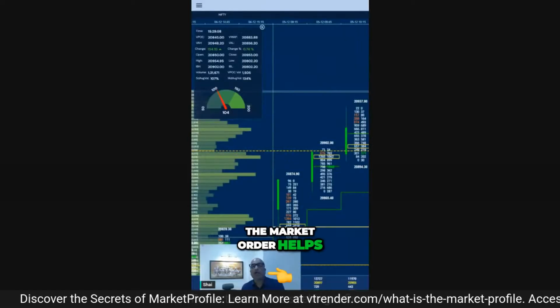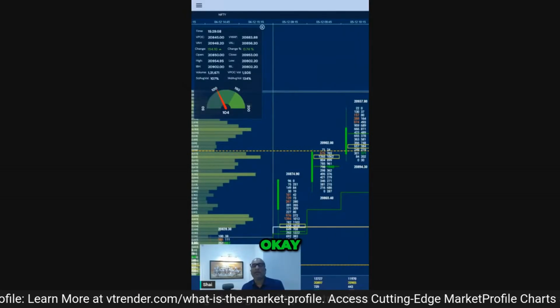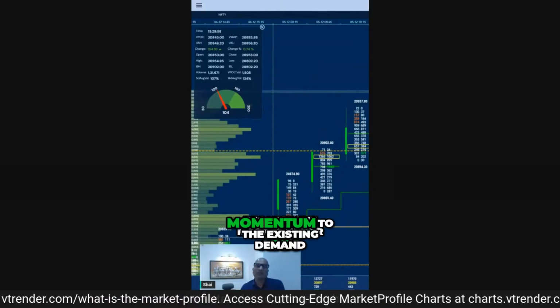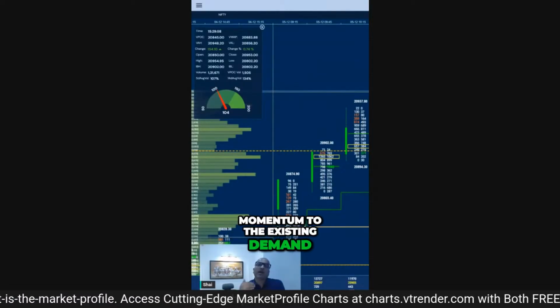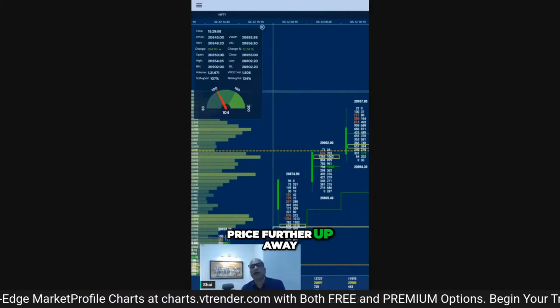The market order helps move price faster. Now, why do I say that? Because the market order adds momentum to the existing demand and supply already there. It helps move price further up or away.